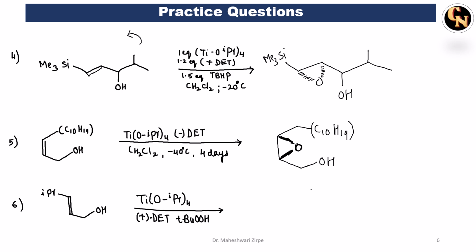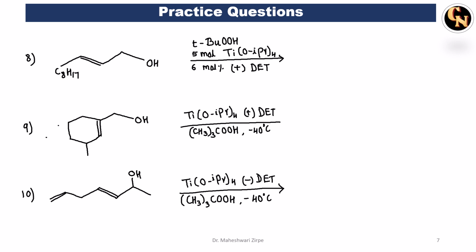Above the plane. Similarly, let us try the next one. Next one, it is plus DET, and again the allylic OH will go on the left hand side. So you should get a dash epoxide, that is below the plane epoxide. Very simple it is. So this is the isopropyl group, and this is the epoxy alcohol you are going to get using your Sharpless asymmetric epoxidation reaction. So very easy to recall it also.